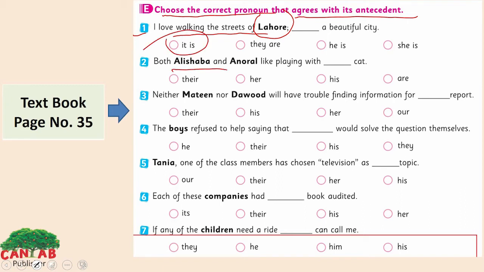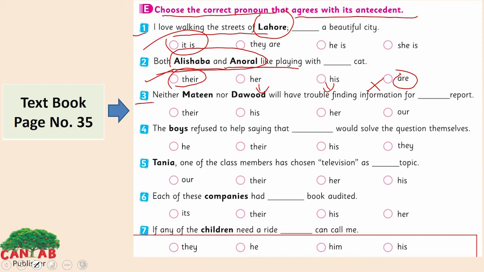Both Alishba and Anoral like playing with what? Cat. The cat belongs to both these girls. We have a plural here. Yes, we discussed this in our examples earlier. Her will refer only to one feminine noun. His is masculine. Our, no, this is wrong. With our cat, it's grammatically wrong here. Yes, we have plural nouns here. So, the plural noun will be replaced by the plural pronoun. Their is the right option.